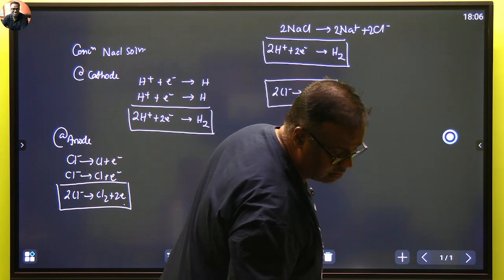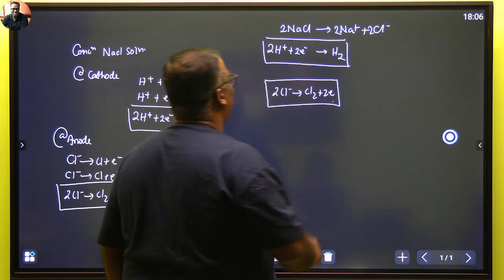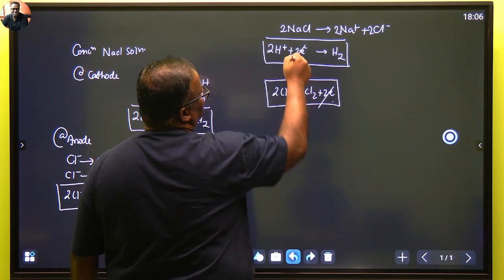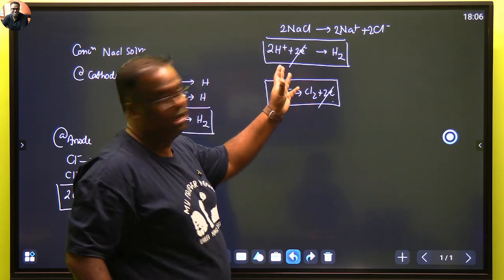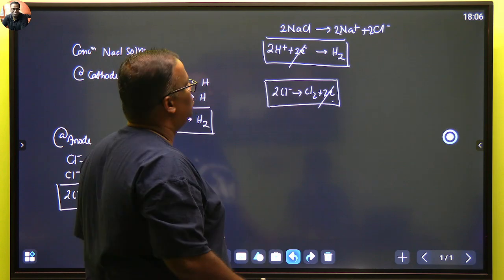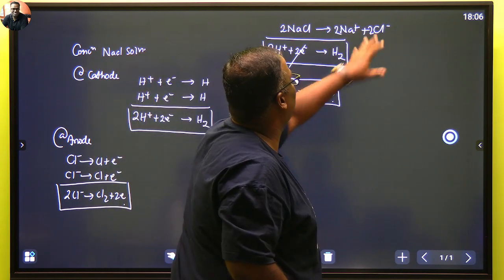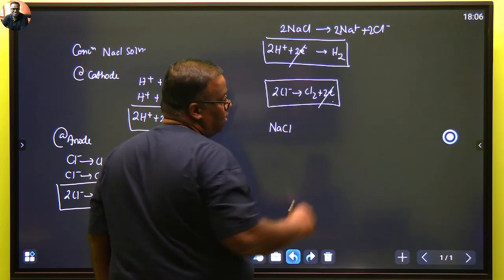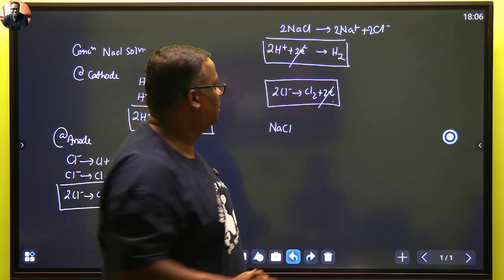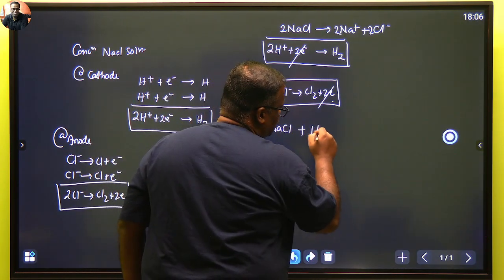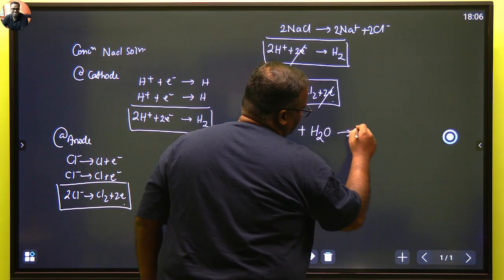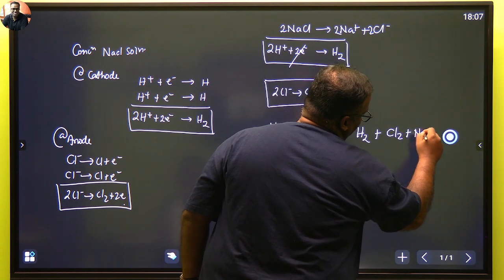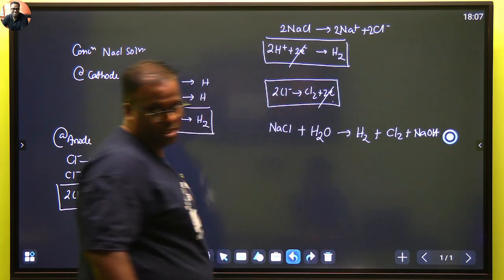Now if you add up all the reactions, if you add these two reactions, these 2 electrons will cancel those 2 electrons. Clear? And Na plus with Cl minus should give you NaCl. So finally our reaction is something like this. NaCl is what you used, then you used H2O. What did you get? H2, and you got Cl2, and you got NaOH. These are the three products.